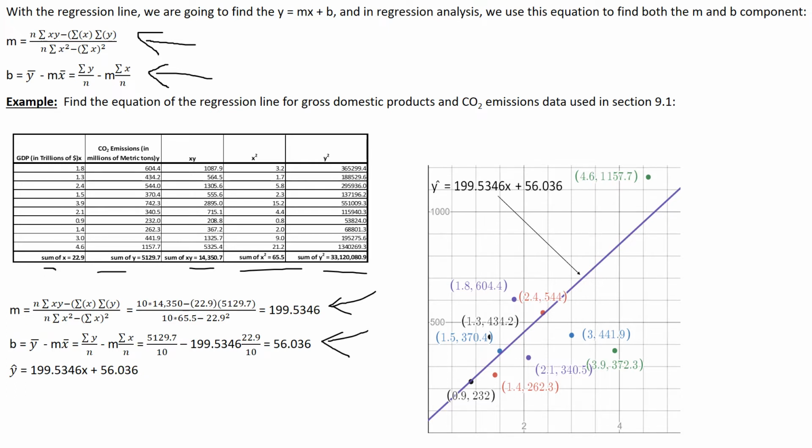Our equation, based on these 10 countries, with their gross domestic product on the x-axis and their CO2 output, is 199.5346x. That's the slope, plus 56.036. Put that in, and we can find out, and I should say forecast and predict, where other countries would be based on their GDP.